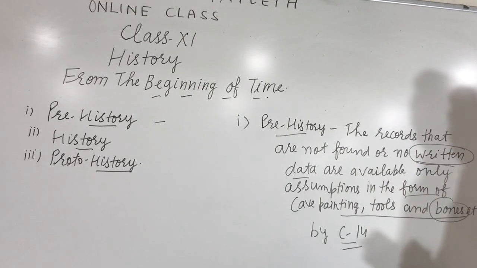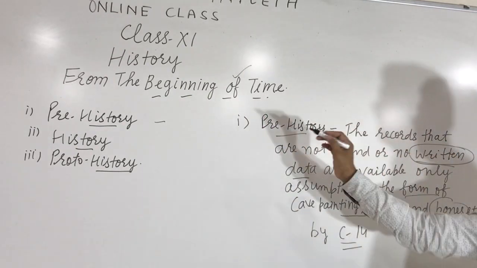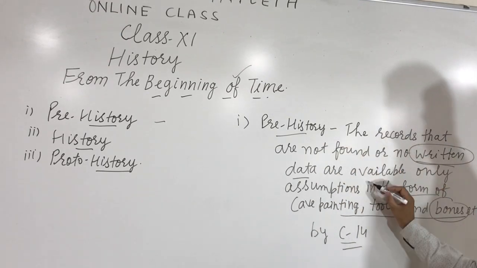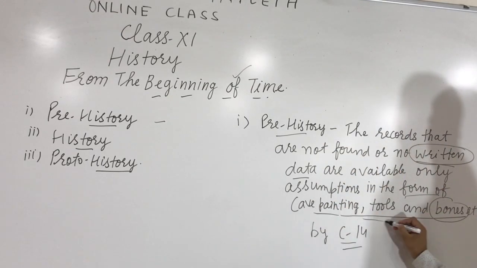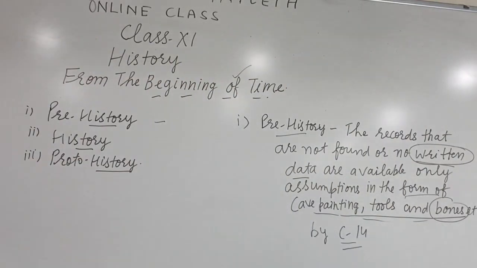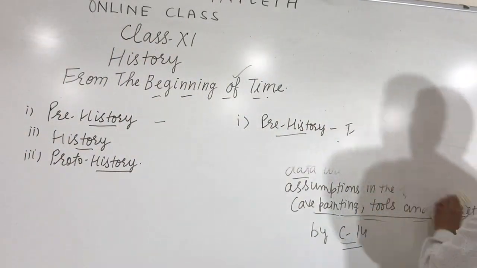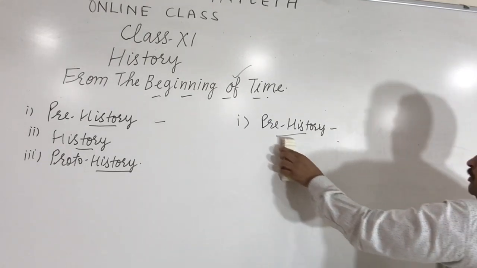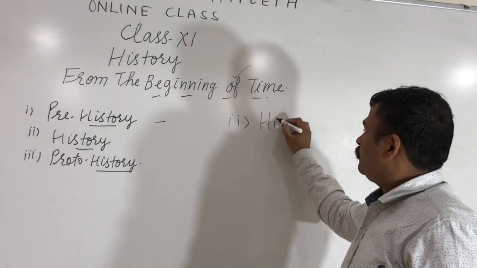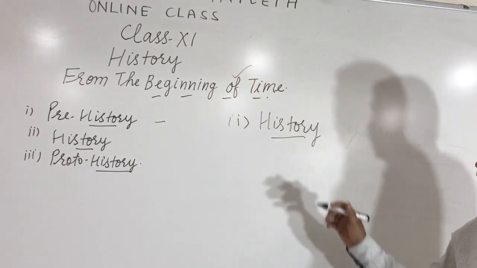This is the most important thing. In this chapter, we will discuss prehistory only, because no written record is available. Only these forms that we have, and we will discuss them one by one. Okay. Now, the second thing that you should know is history. Most important part, history.